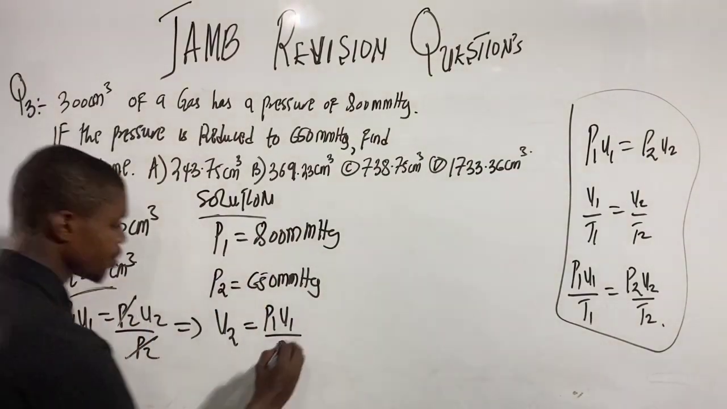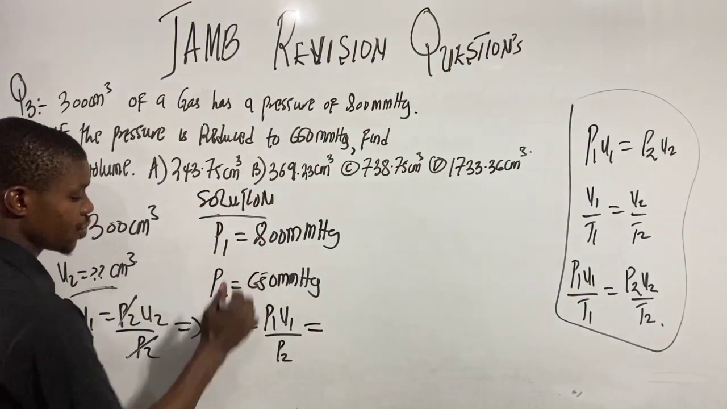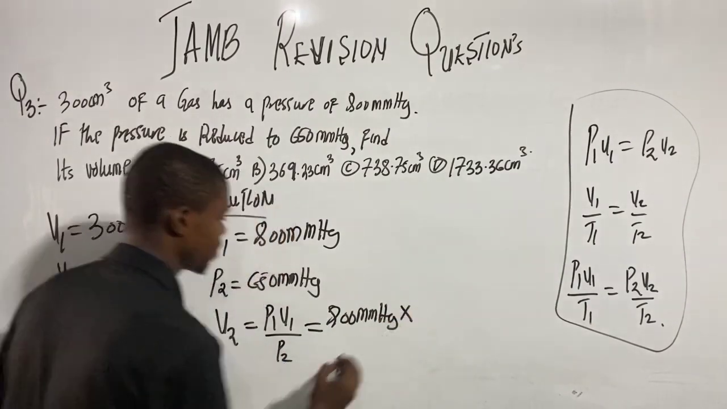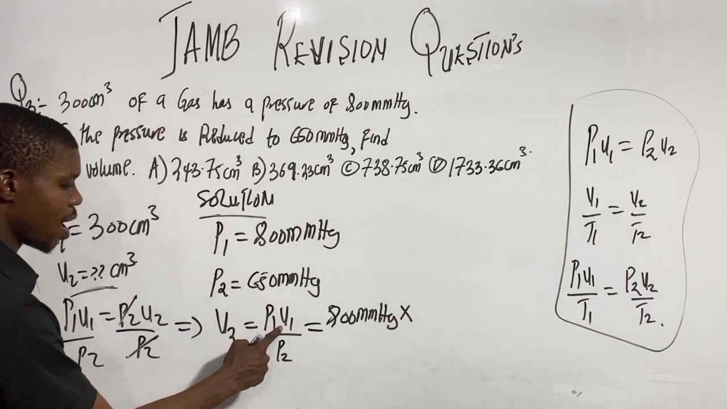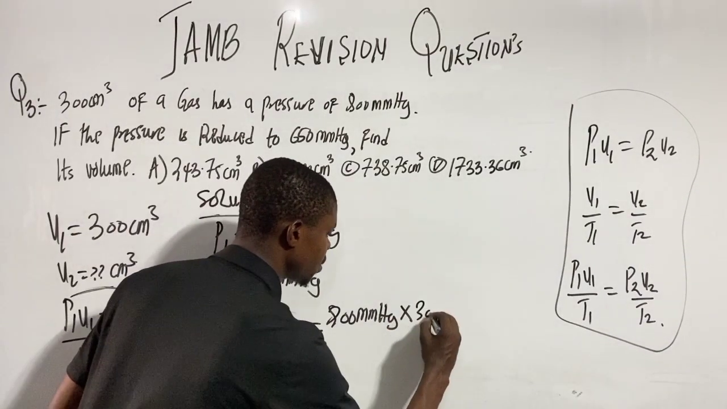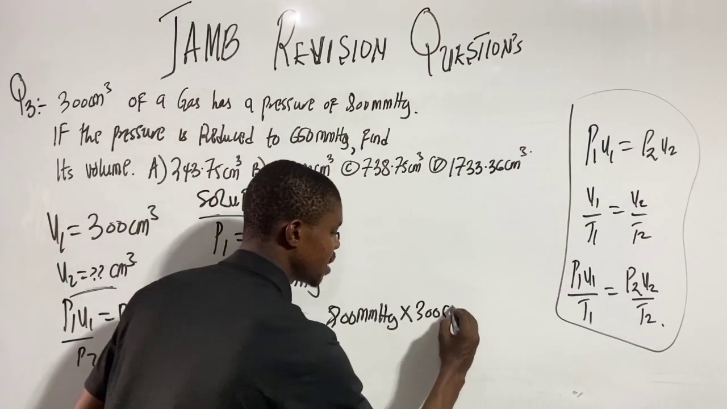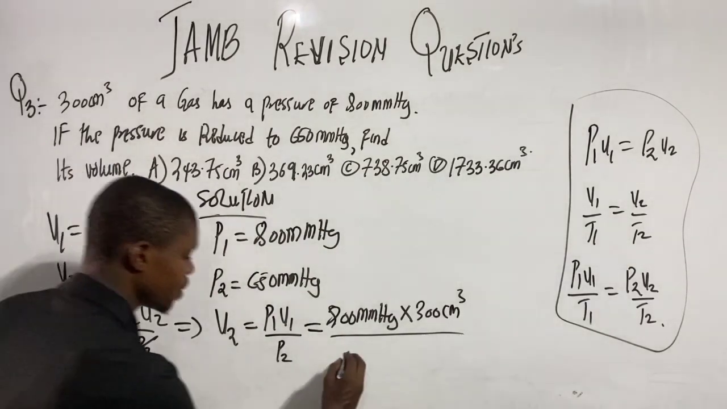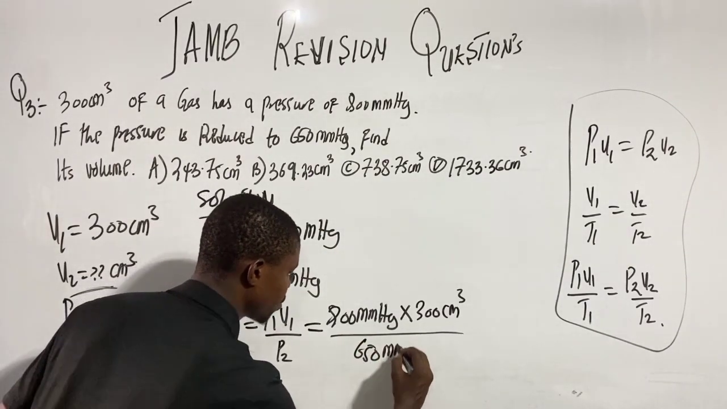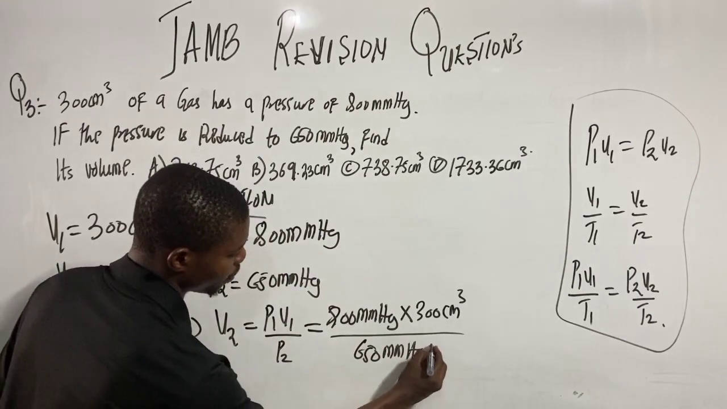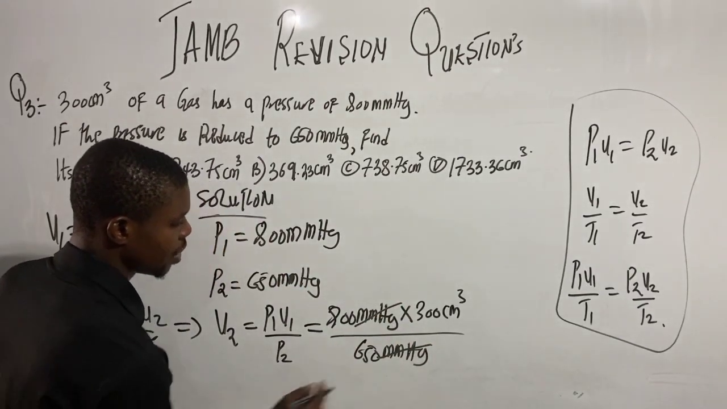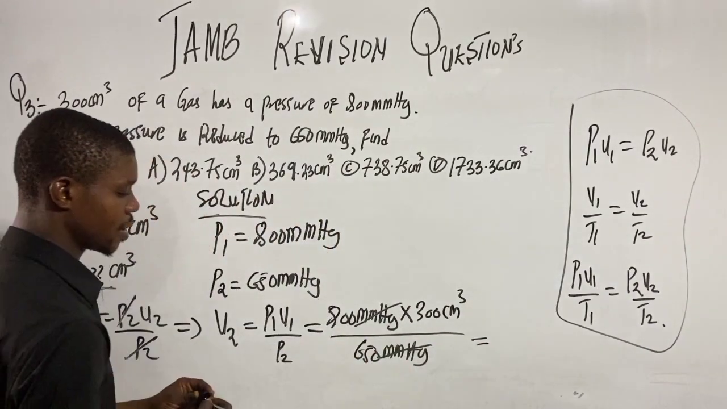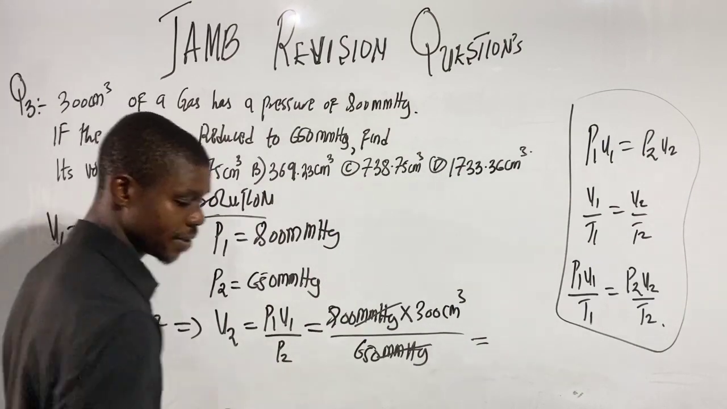So what I want to do here is substitute my values. P1 is 800 millimeter of mercury times my V1, which is 300 centimeter cube, over 650 millimeter of mercury. Millimeter mercury cancels millimeter mercury, right? What we are left with is centimeter cube, which is the volume that we're looking for. So punch your calculator and get your answer: 800 times 300 divided by 650.